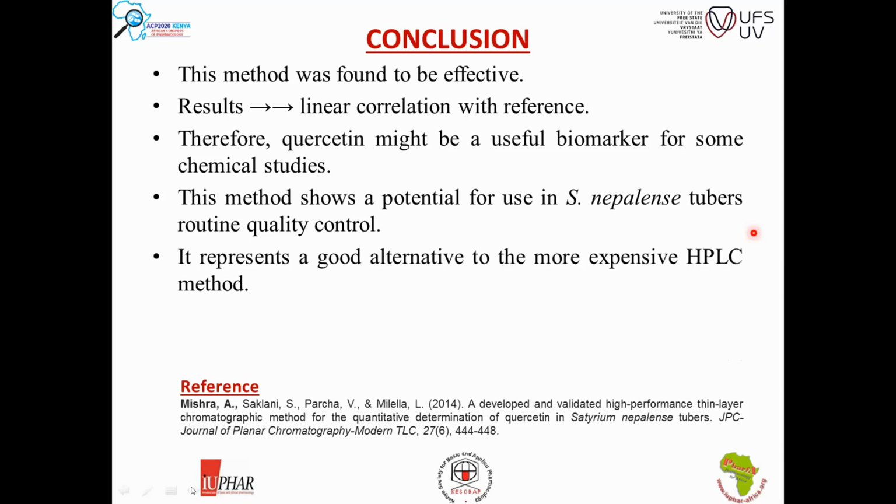So we can say this method was found to be effective. In fact, quercetin was accurately quantified among all other compounds present in the plant material. So the results obtained showed linear correlation with those obtained from the external references. Therefore, quercetin can act as a useful biomarker for some chemical studies in the genus Asterium, using it as a standard reference. So we can also use this method for routine quality control of Asterium nipponense tubers, and it can be a good alternative in place of the HPLC method, which is more expensive. So this was my research work regarding HPLC method development.